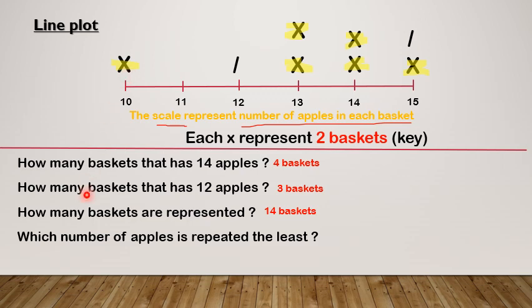Again, which number of apples in the basket is repeated the least? So I will see which number here on the scale has the least x's or the least number of baskets. So the least one I have here was 12 because it only has one dash, one basket. So the least number of apples repeated was 12 because only one basket has 12 apples.